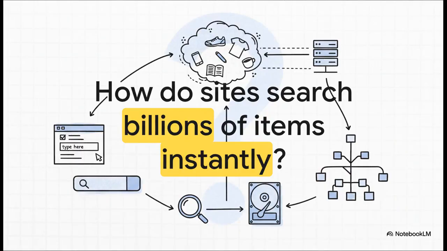Really think about it for a second. You go to some huge online store, you type in running shoes, and bam, instantly you get a perfectly sorted list of results from a catalog that has millions, maybe even billions of items. How on earth does that happen so fast? It's not magic, I promise you. It's just some incredibly smart engineering designed to solve a really, really big problem.